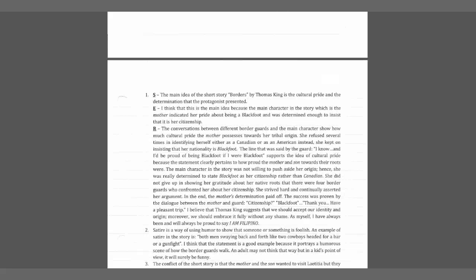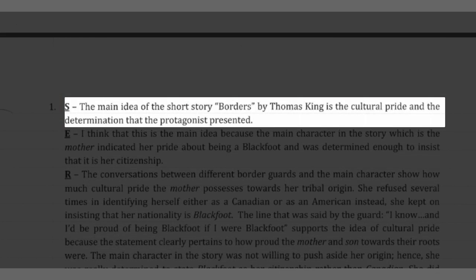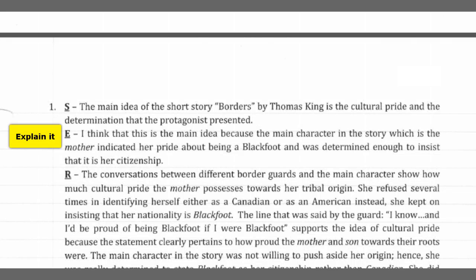I've got a second example here from another student. Her response is to the same question: what is the main idea of the short story Borders? As you can see here, she has started with her statement: the idea of the short story is about cultural pride and the determination the protagonist presented. She then proceeds to her explanation, where she states why she believes this.